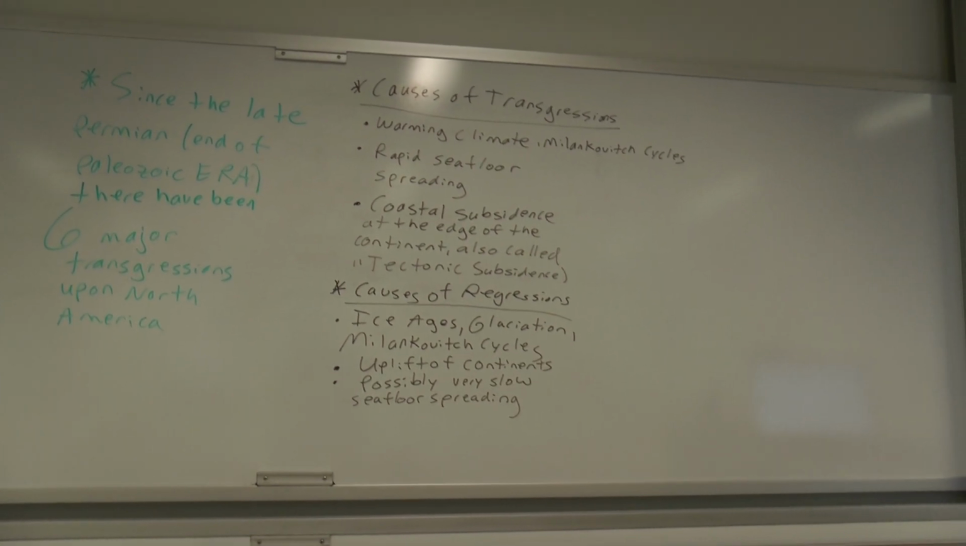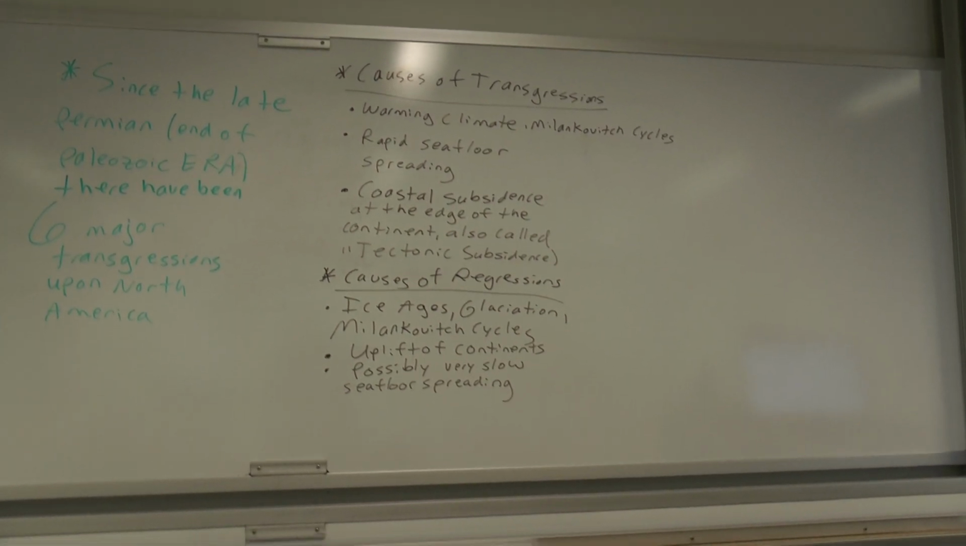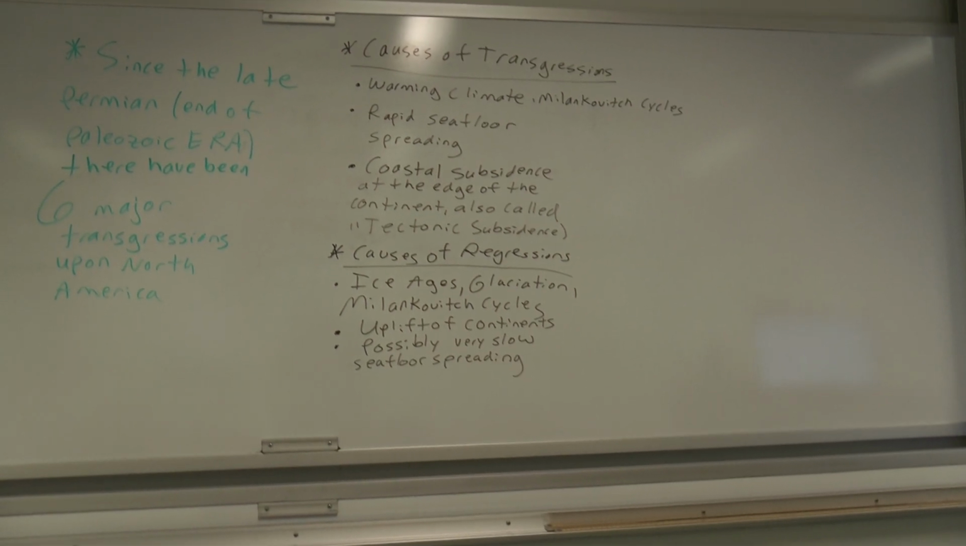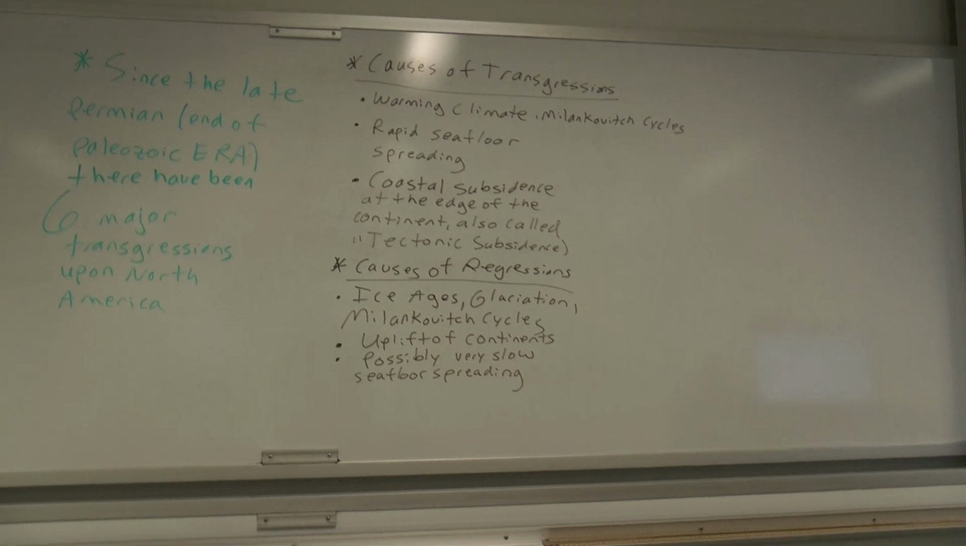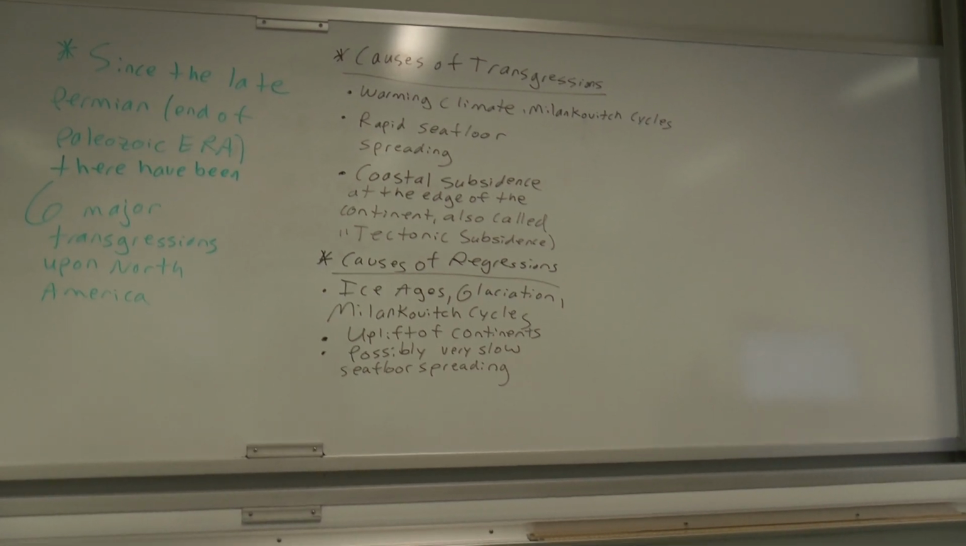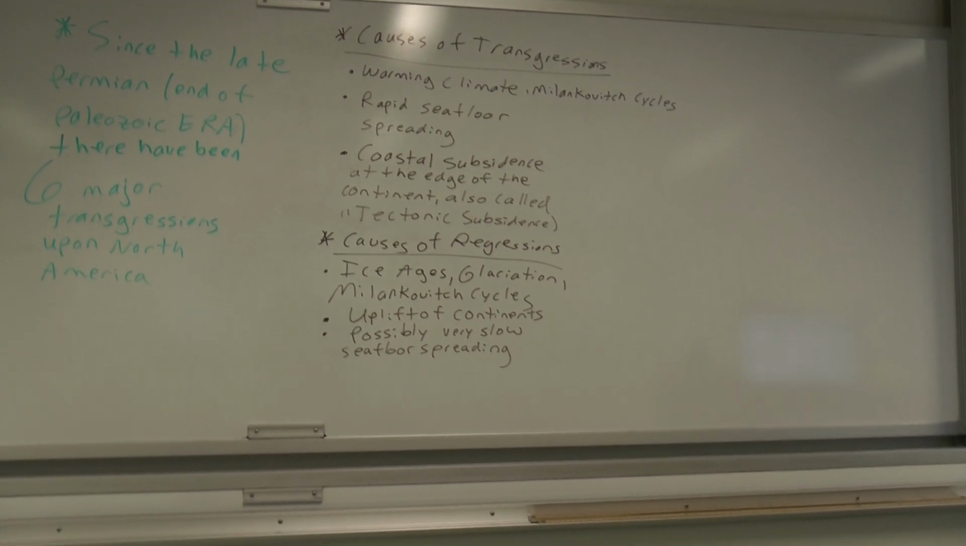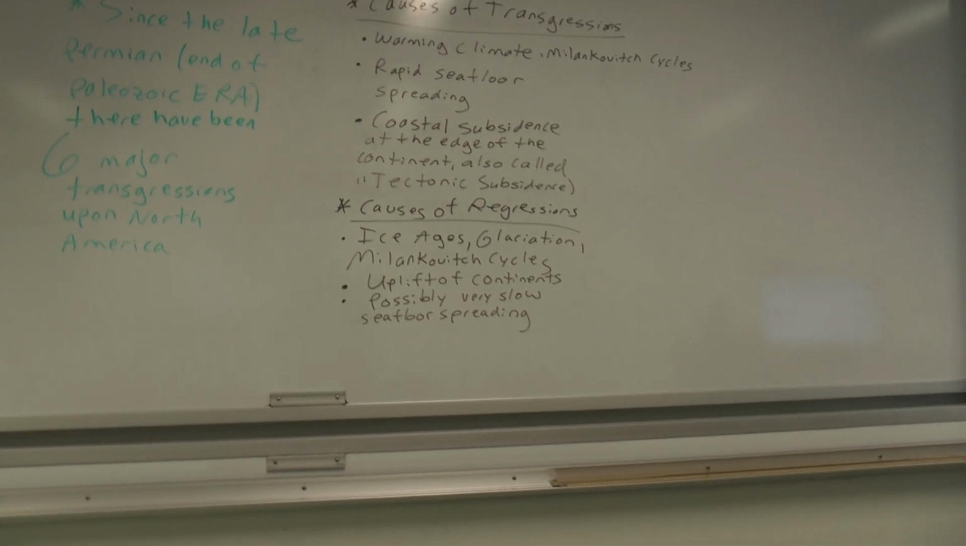What else can cause a transgression? Coastal subsidence at the edge of the continent, meaning the edge of a continent on a passive margin sinking. This is also referred to as tectonic subsidence. They talk about that in your textbook at some point.